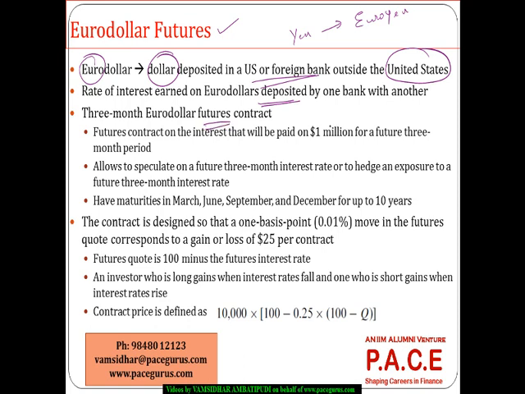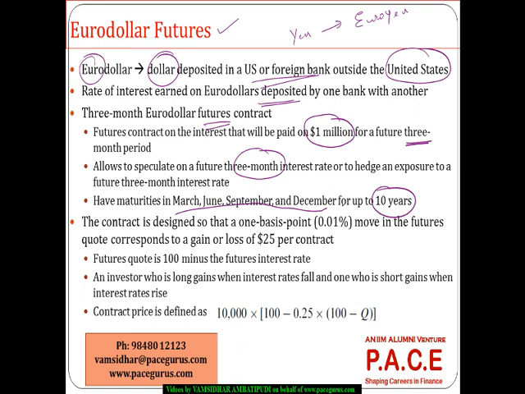Generally the specification is that it would be paid on 1 million for a future 3-month period. So either it can be used for speculation on the 3-month interest rate or to hedge your exposure that would be coming up for a 3-month period in the future. And they have these kinds of maturities, and almost up to 10 years we have different maturities associated.